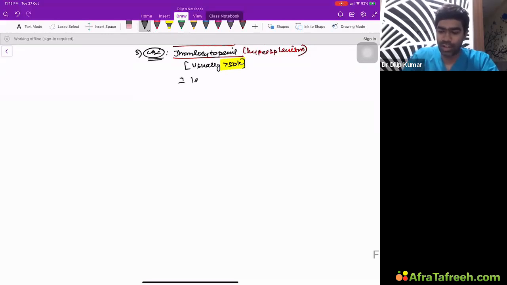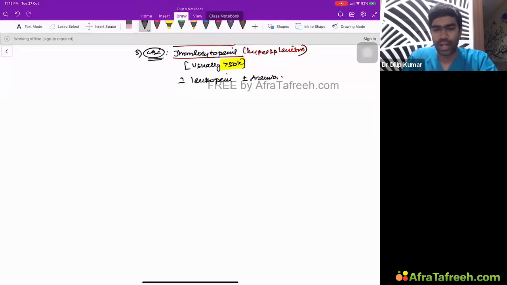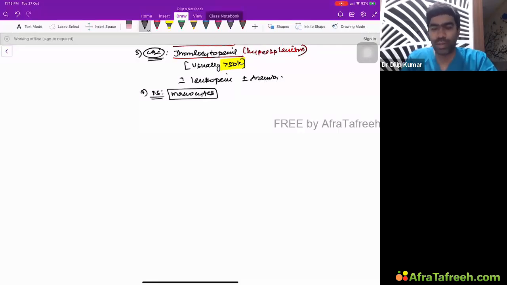Plus or minus, they can have leukopenia. Plus or minus, they can have anemia also. These are other consequences. As far as the peripheral smear is concerned, the most common finding is macrocytosis. One of the most common causes of non-megaloblastic macrocytosis in the peripheral smear is liver disease, apart from alcohol. Alcohol is the most common reason for developing macrocytosis. But apart from that, for non-megaloblastic macrocytosis, it's always liver disease.